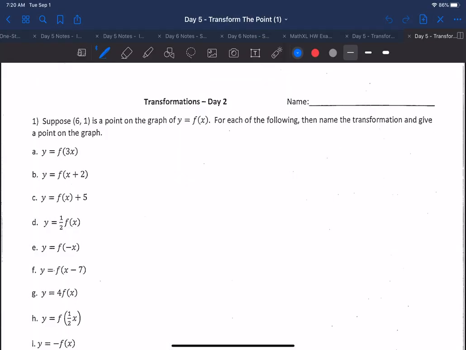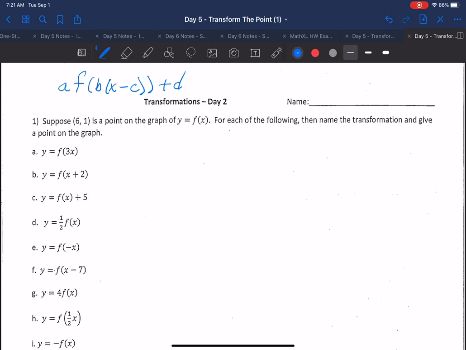Okay, everybody. Let's talk about transformations and do some more practice. So, we started out talking the other day about different letters, A, F of B, X minus C plus D. Okay?